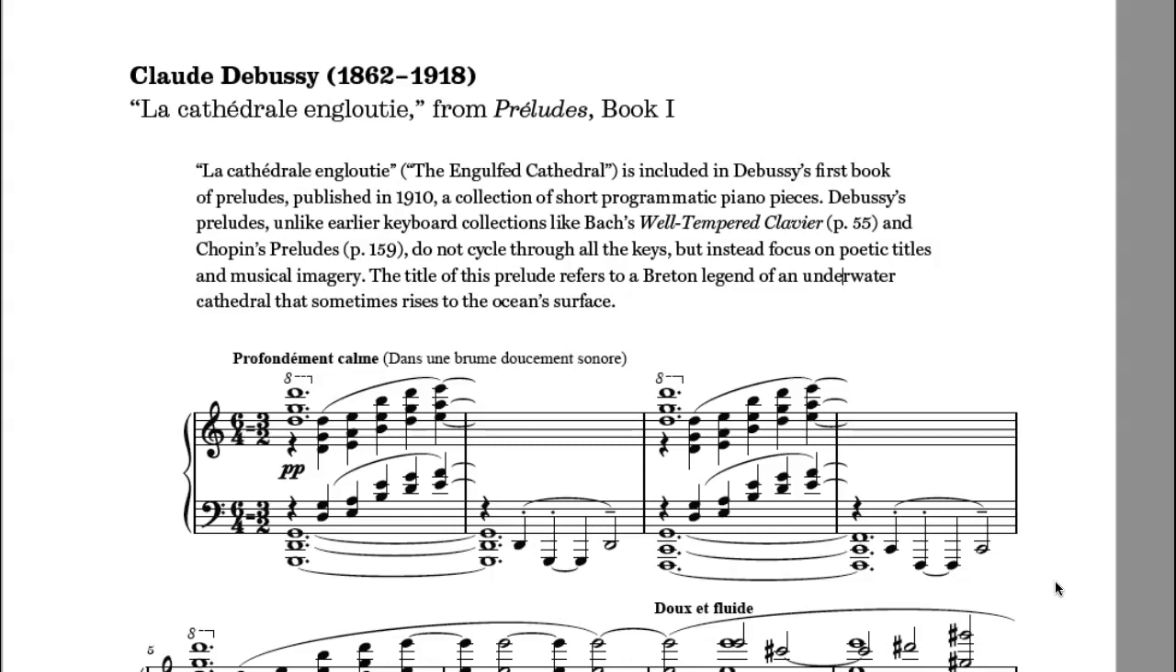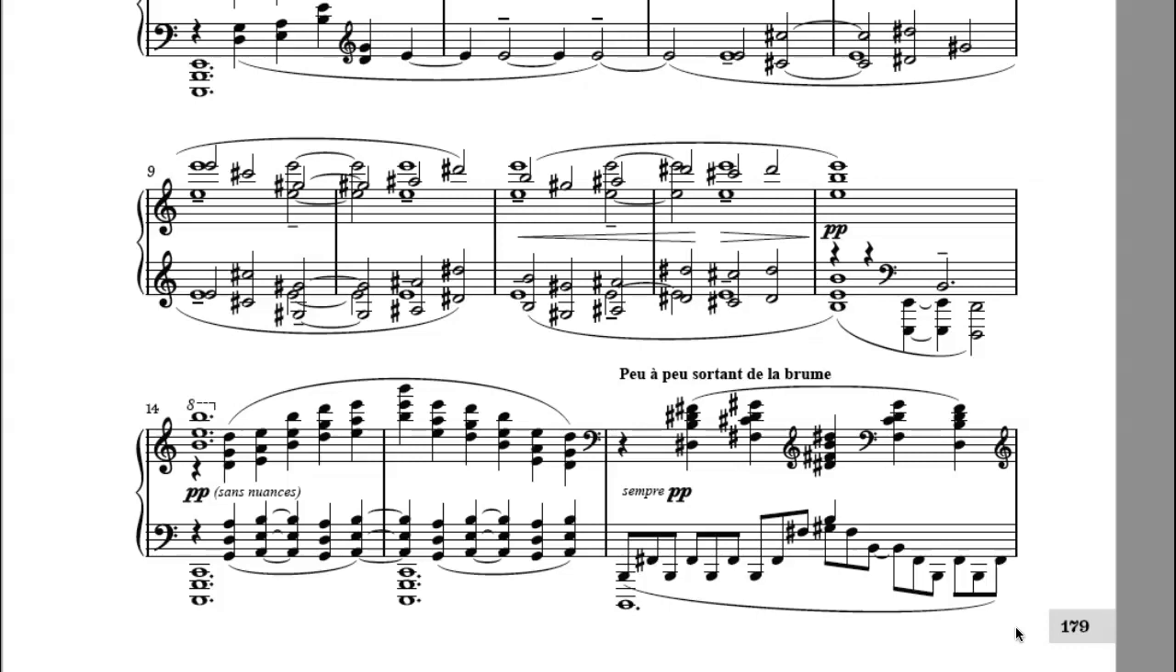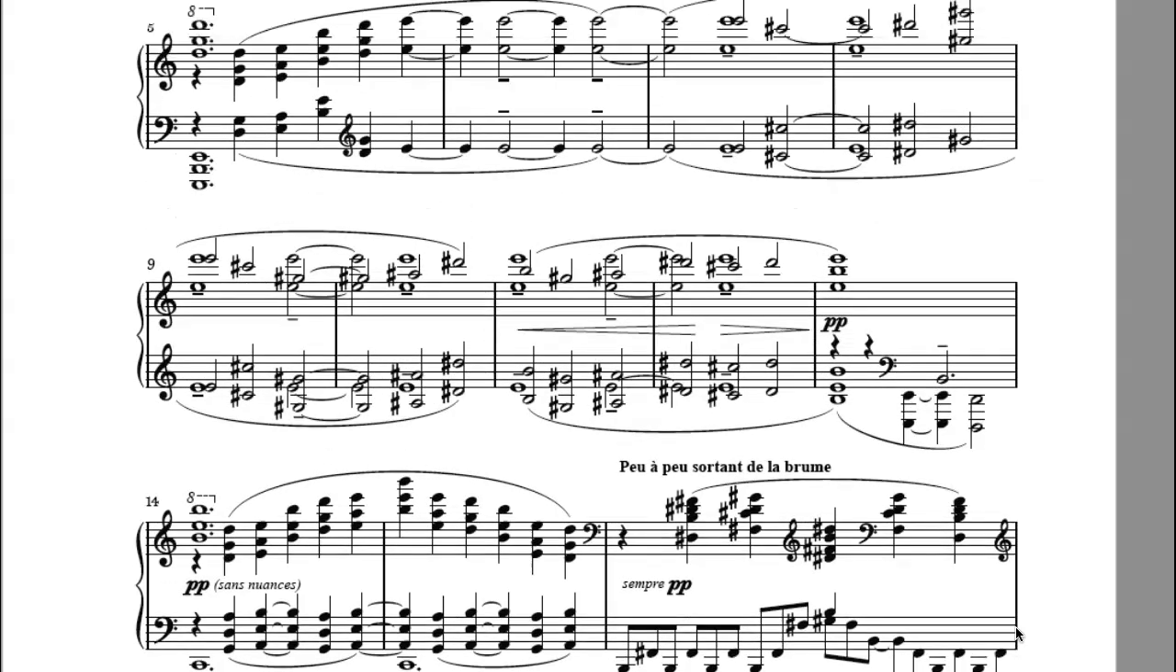In theory class, we are looking at a lot of new techniques and procedures that are considered post-tonal. And in this video, I would like to go through a really wonderful piece for solo piano by Claude Debussy. It is called The Engulfed Cathedral. It is in your anthology on page 179. Take a look at that and grab a pencil.